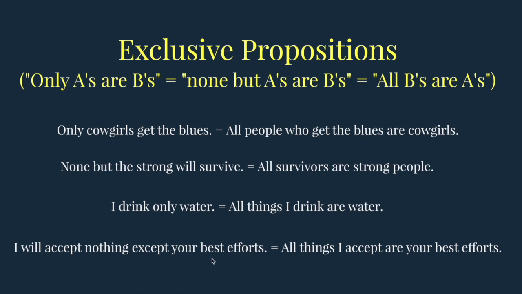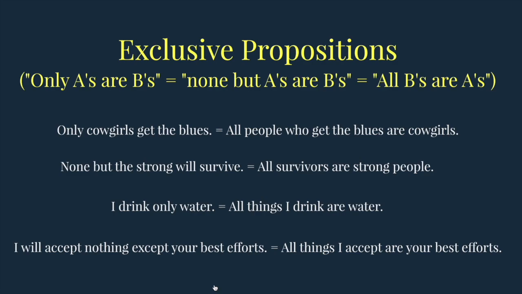And last but not least, we have this example: I will accept nothing except your best efforts. And here again, we've got a nothing except, which is doing similar work to none but, which also functions similarly to only. And again here, instead of at the front of the sentence, I've rearranged things so that now it's in the middle of the sentence, and that makes it a little bit more confusing, but a little bit of careful attention reveals that what I'm saying here is all of the things that I accept are your best efforts, rather than all of your best efforts are things that I accept.